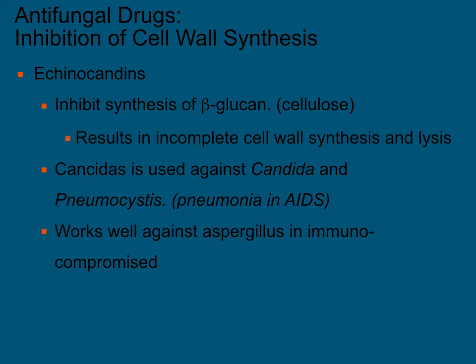Other inhibitors of the cell wall are echinocandins. Candidus is one that's used against candidus infections in women. And of course, pneumocystis is a fungal pneumonia in HIV or late stage HIV. It works well against aspergillus, and it's used a lot of times in people who are immunocompromised.